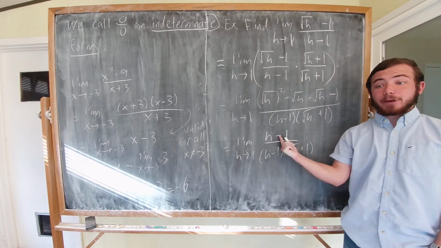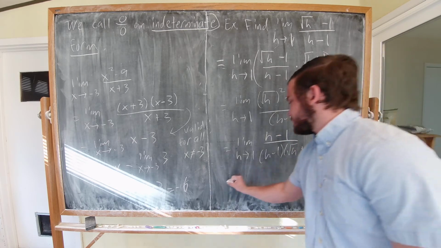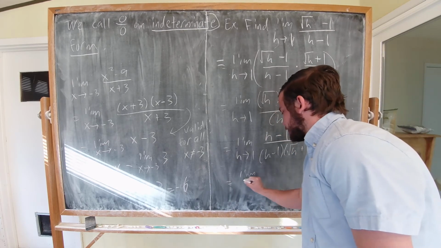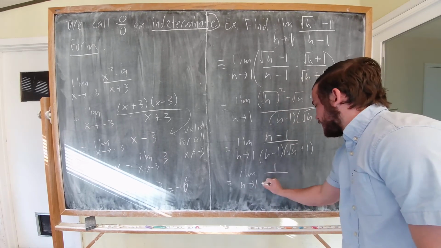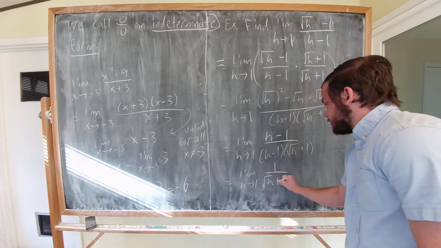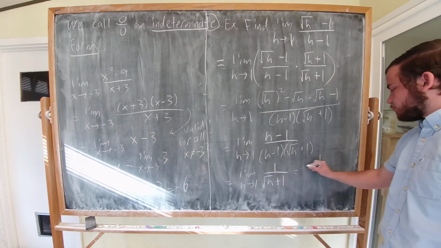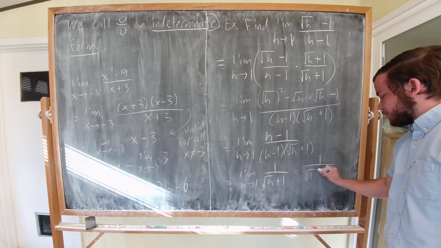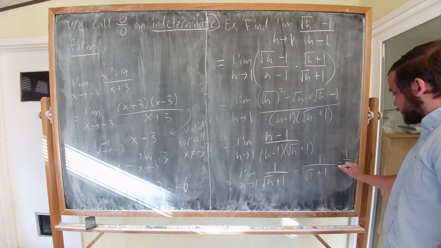And voila, now we have an h minus 1 on the top. They can cancel with an h minus 1 on the bottom. We're left with the limit as h goes to 1 of 1 divided by the square root of h plus 1. And that's all going to work out right nicely as 1 over the square root of 1 plus 1, aka 1 over 2.